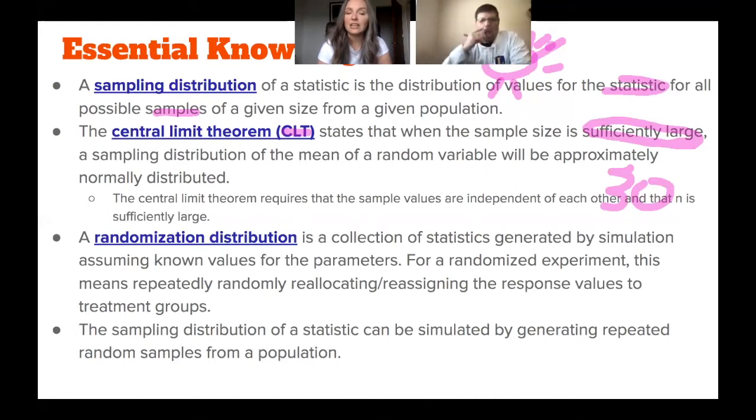A randomization distribution is a collection of statistics generated by simulation, assuming known values for the parameters. What?